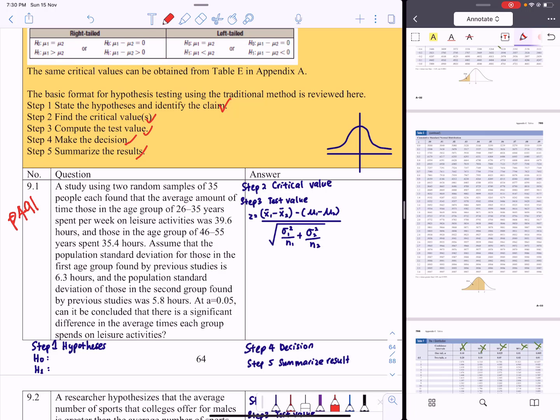A study using two random samples of 35 people. If you still remember, if the sample size is 30 and above, we use a Z test. We use a Z test, and for this one we will use table E.